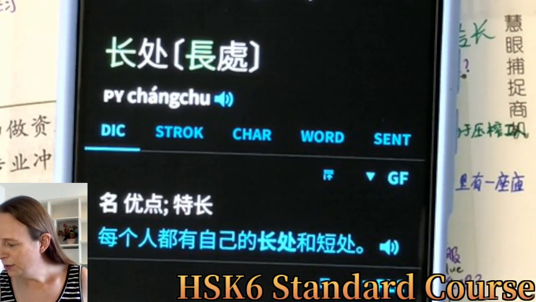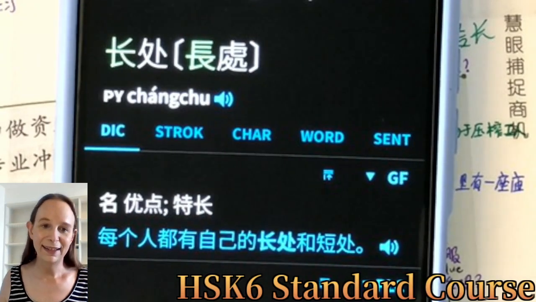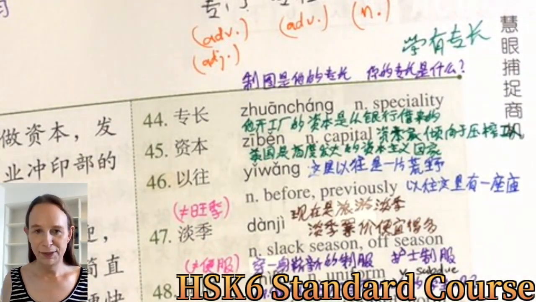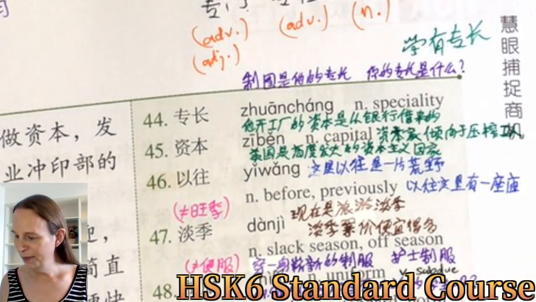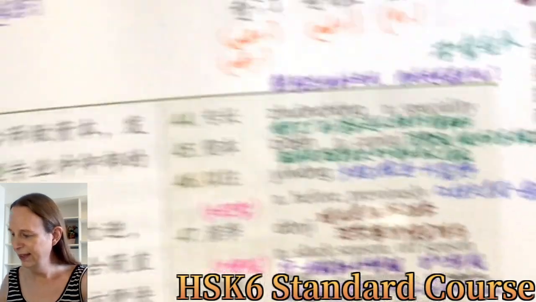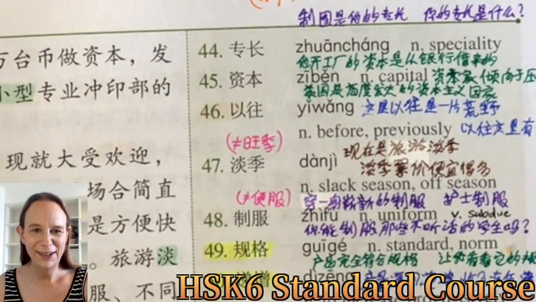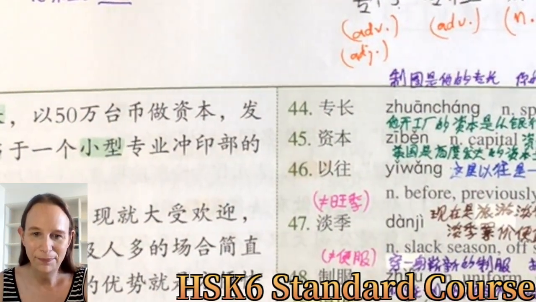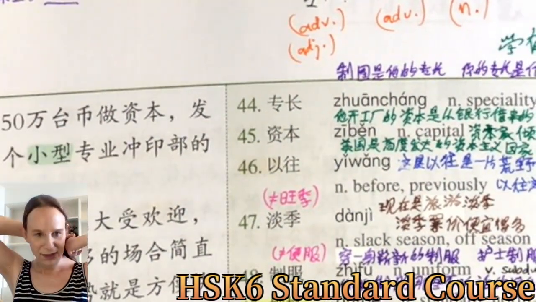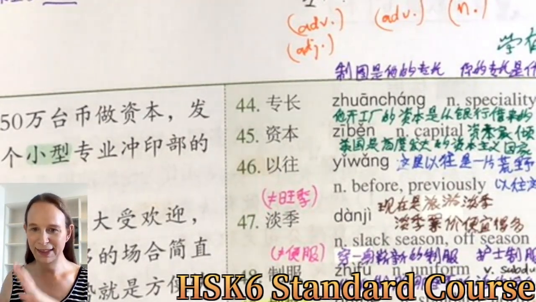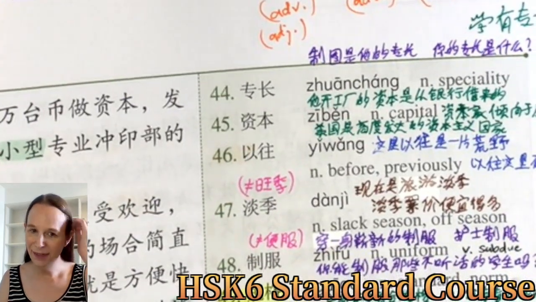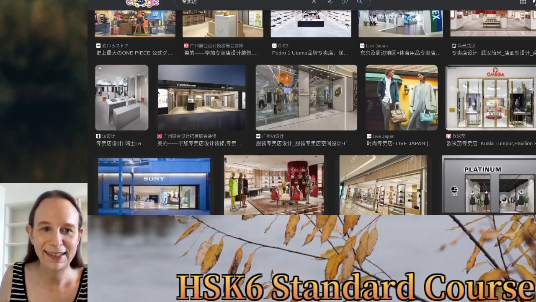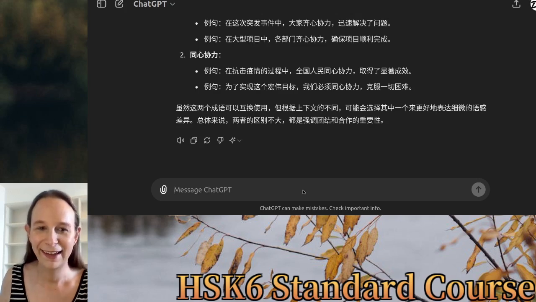每个人都有自己的长处和短处, yeah, 优点和缺点. All right, 资本, capital. Yeah, 资本 by itself, I don't think it's used by itself. It's used by itself in the textbook. Usually it's 资本主义 or something like this. 资本 capital. It's not capital in the sense of capital city. It's capital in the sense of capitalism, and not capital in the sense of good.